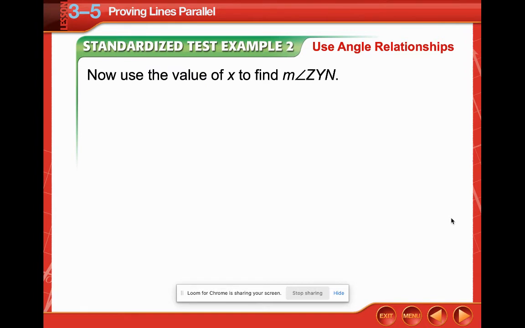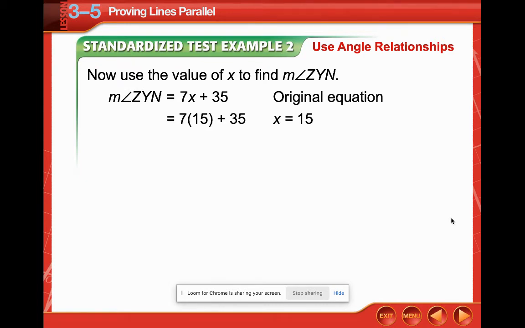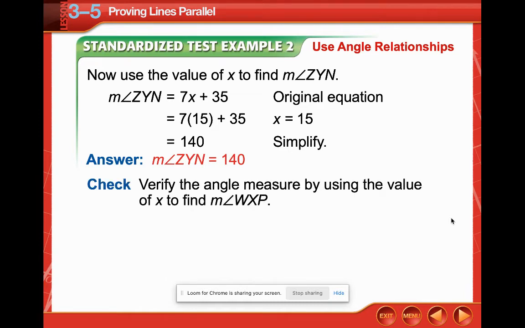Now, use the value of x to find ZYN. We know x equals 15, so plug it in. 7x plus 35 is the same thing as 7 times 15 plus 35. Right? 7 times 15 equals 105. Plus 35 is going to be 140. Answer: the measure of ZYN is 140 degrees. Verify the angle measure by using the value of x to find the measure of WX.